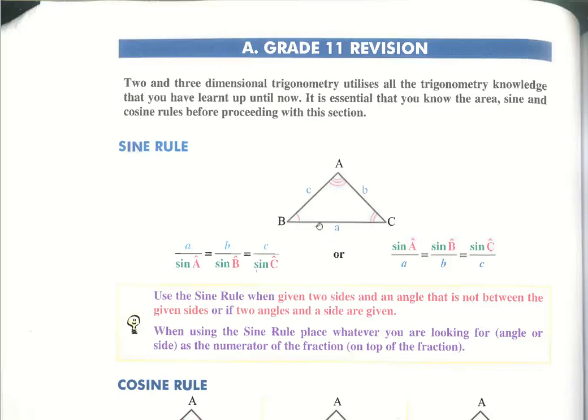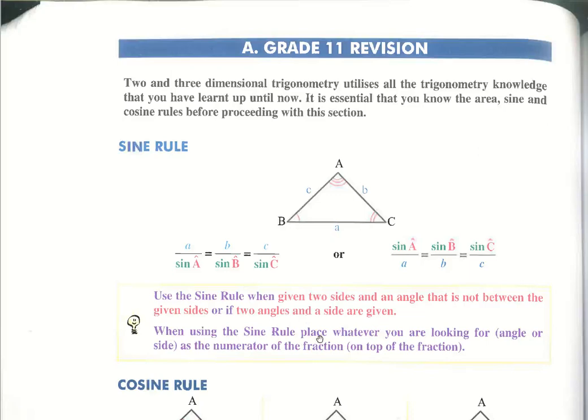So, the sine rule was taking the one side length, so we called it small a, or you can call it BC, divided by the sine of A. Or you could go b over the sine of B, or c over the sine of C. How do you know when you need to use the sine rule? You need to use the sine rule when two sides and an angle has been given, and that angle is not between the two given sides, or if two angles and a side are given.